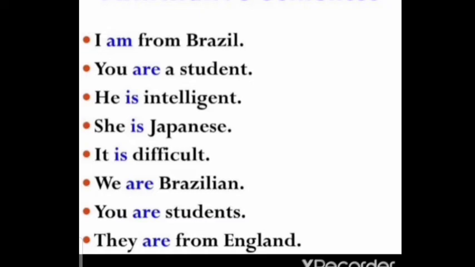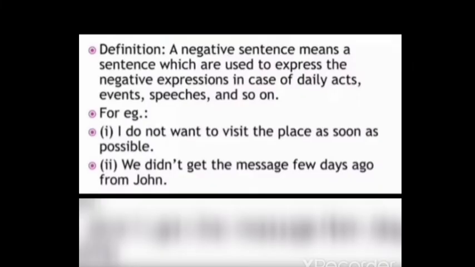For example, I am from Brazil. You are a student. He is intelligent. She is Japanese. It is difficult. We are Brazilian. You are students. They are from England. Now let's see the definition of a negative sentence.